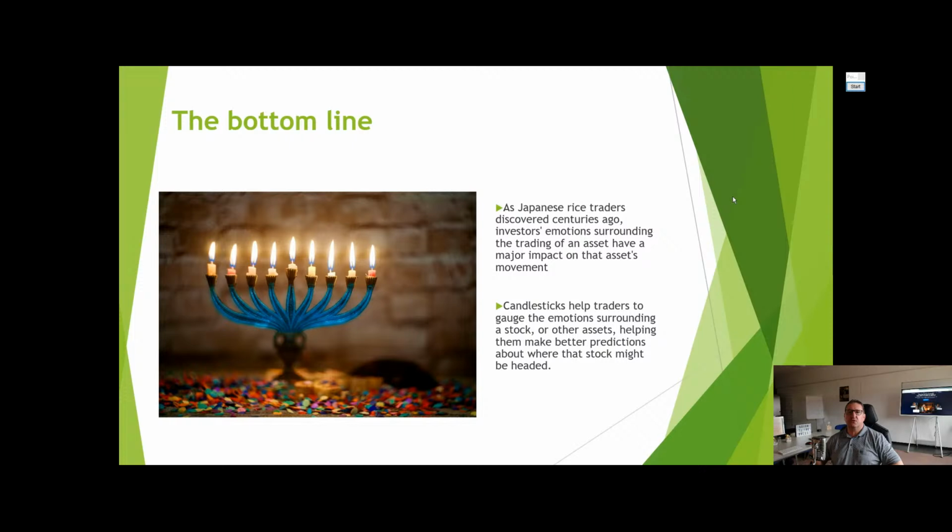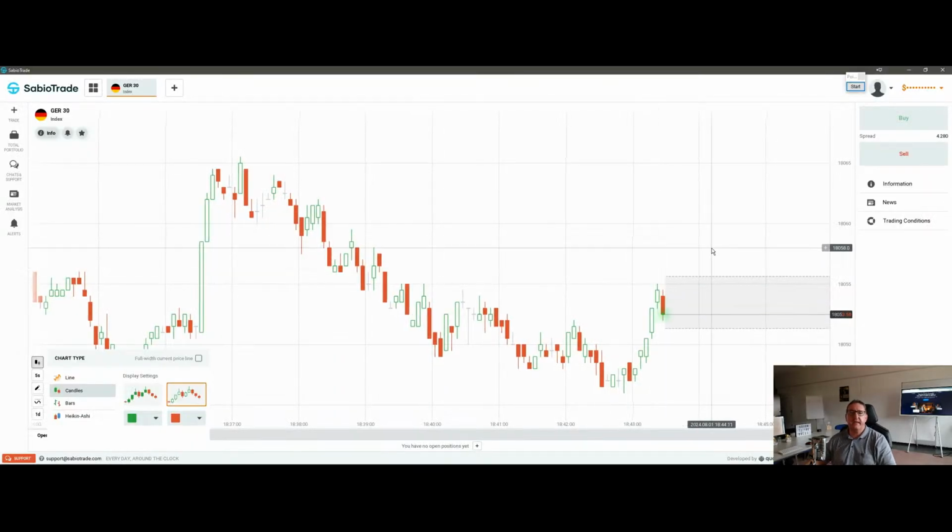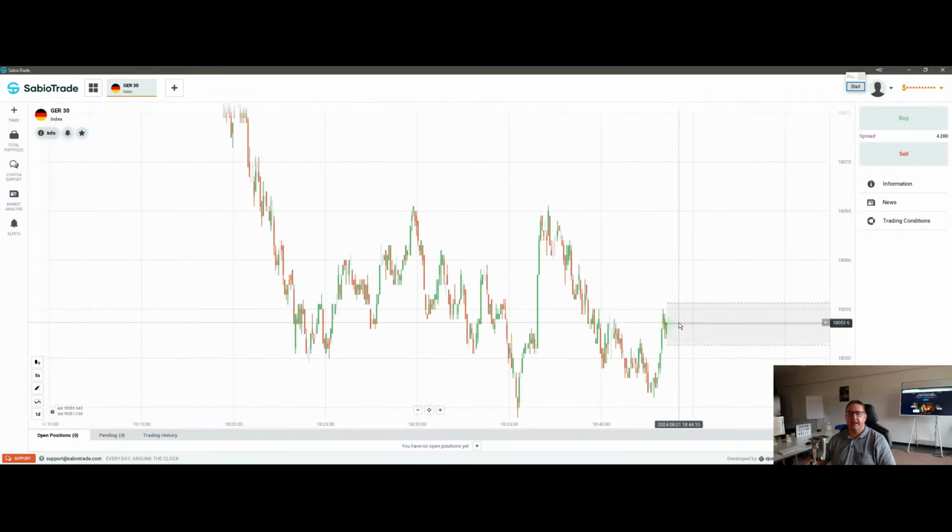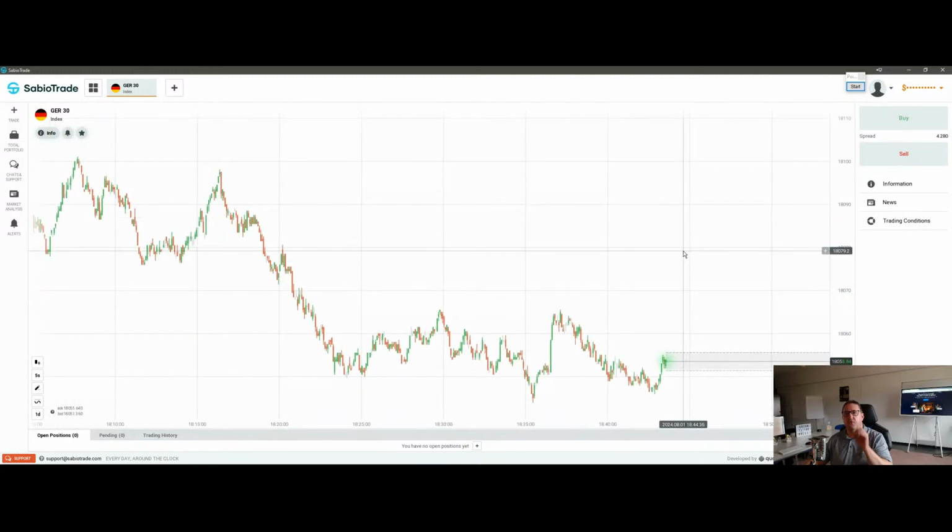Candlesticks help traders gauge the emotions surrounding a stock or other assets, forex, whatever there is, helping them make better predictions about where that stock might be headed. Actually, still no guarantee, ladies and gentlemen. So the best thing, and this is what you learn when you follow me, is to work with clear rules.